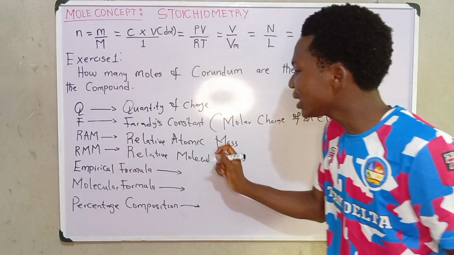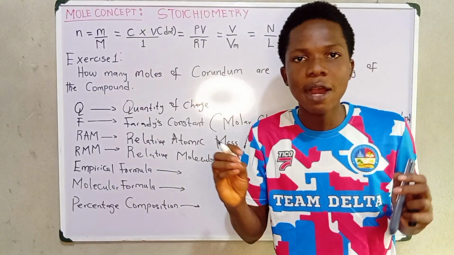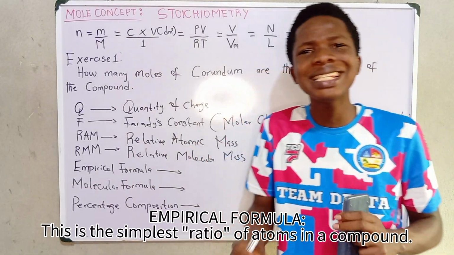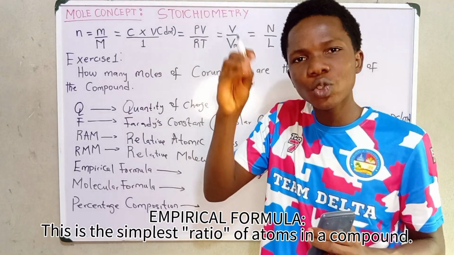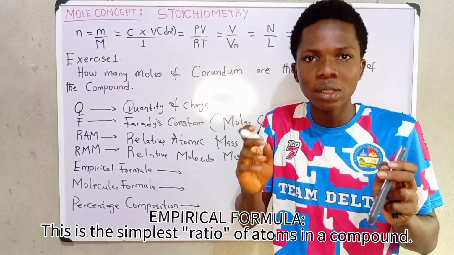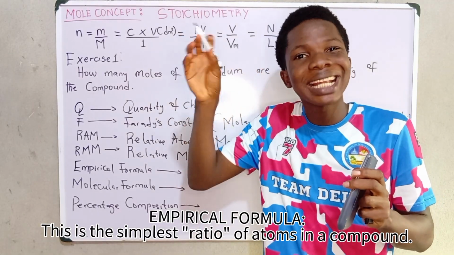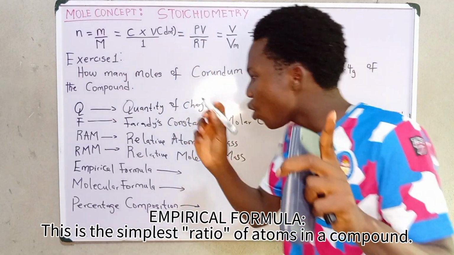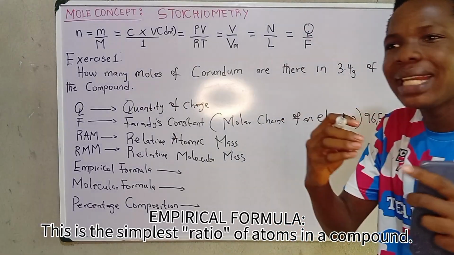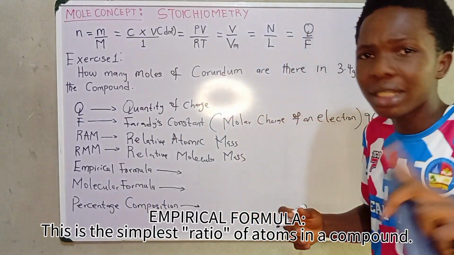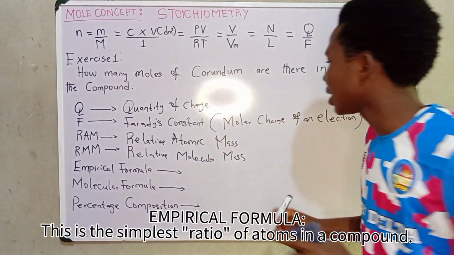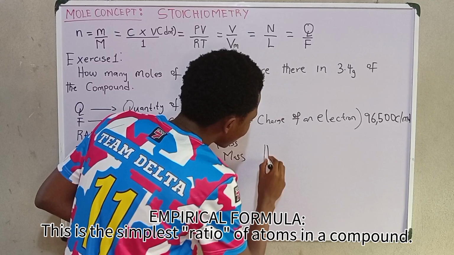Alright guys, now looking at empirical formula, what is empirical formula? Empirical formula is the simplest ratio of an atom in a molecule. Now what do I mean? Now I'm going to use a molecule and a compound to explain this. Now we know this compound, right?